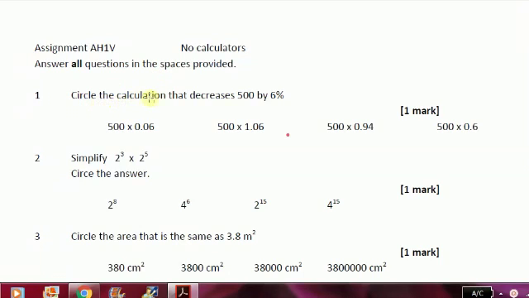Number 1 says circle the calculation that decreases 500 by 6%. So to decrease by 6%, that means to go from 100 to 94. And if you want to go from 100 to 94, then the multiplier is 0.94. That takes us from 100 to 94. So we just look for that answer there. 500 times 0.94, there it is.